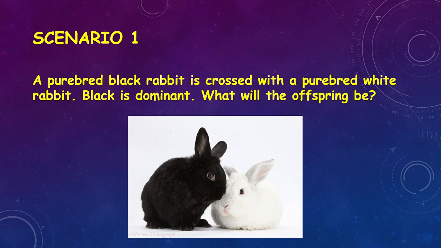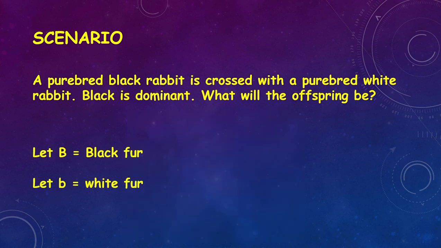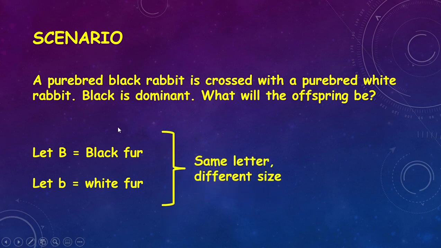But step 1, because we know these things, we have to assign some letters to the different alleles. So let's say that capital B equals black fur. Capital B is going to represent black fur. And then we are going to let lowercase b represent white fur. Now please note, I have used the same letter, but they are different sizes: capital versus lowercase.